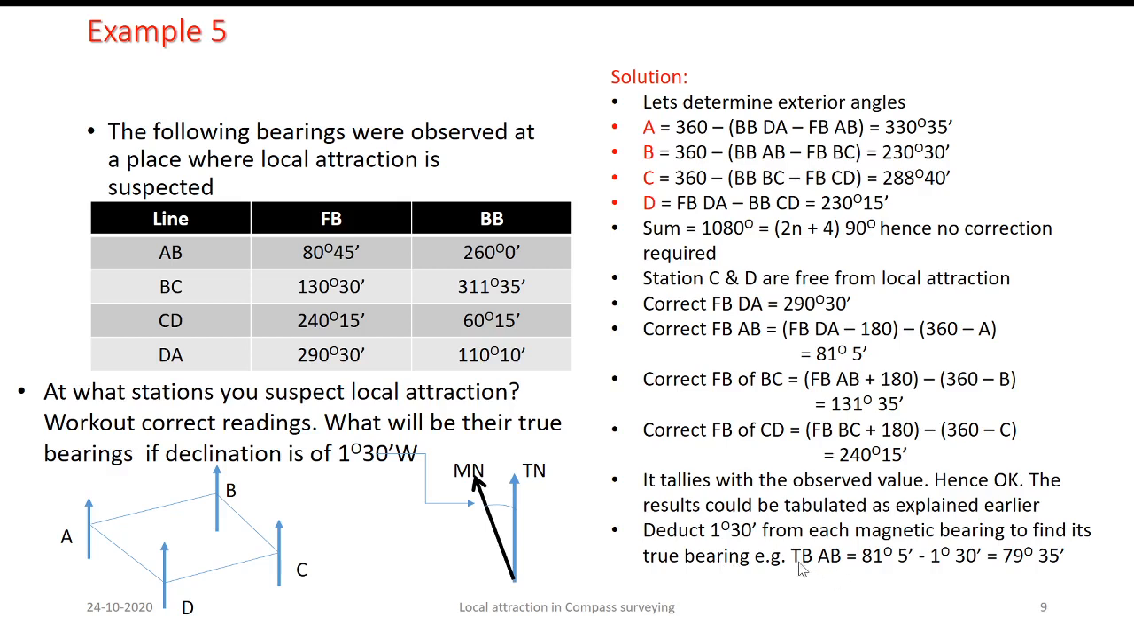Say, for example, the magnetic bearing of AB is given as 81 degrees 5 minutes. Hence, the way I have presented here, the true bearing of AB comes to be 79 degrees 35 minutes. In the similar manner, all the true bearings can be worked out.